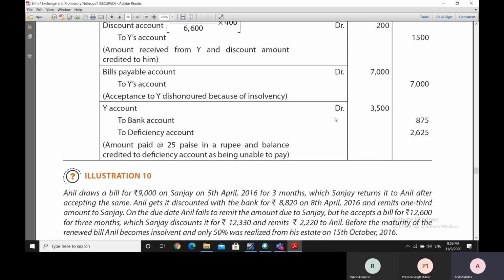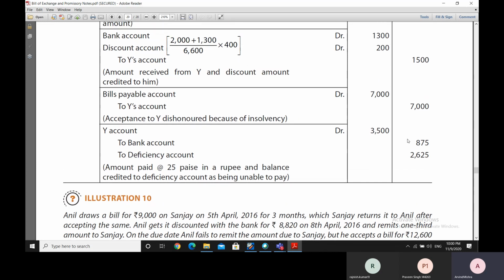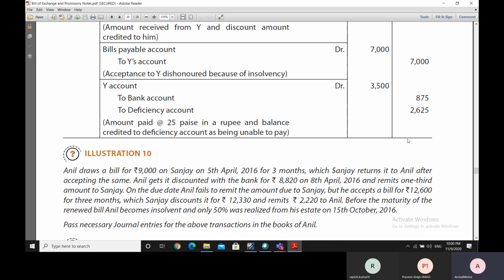Therefore, Y's account will be debited for 3,500 rupees, and payment is made from the bank account, 875, and 2,625 is put in the deficiency account because X is unable to pay this amount. In Y's books, it will be treated as a bad debt, this 2,625 rupees. So that is how it is in the case of accommodation bills entry.